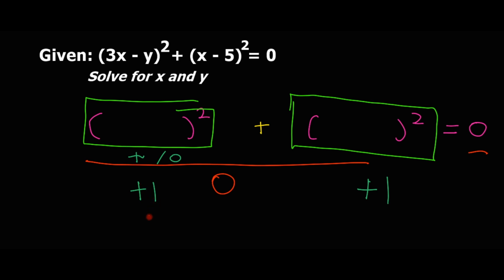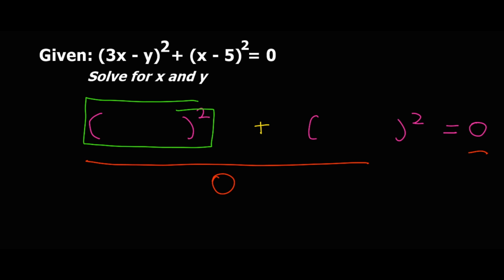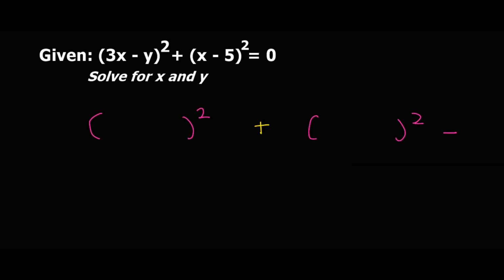Remember that you can never have a positive here and then a negative here. Like we said, you will always get a positive or 0. So for us to be able to get 0 on the left hand side, this part must be 0 and this part must also be 0. So that is why I'm saying for the sum of two squares to be 0, both squares must be 0.